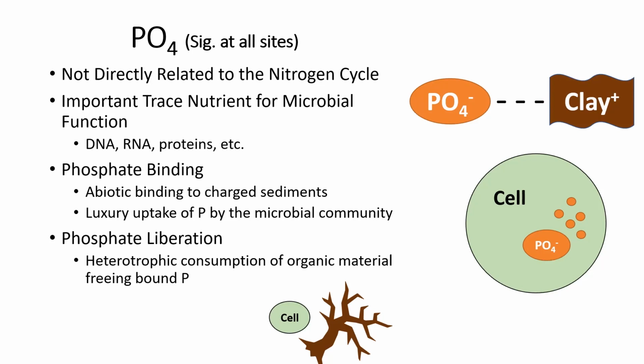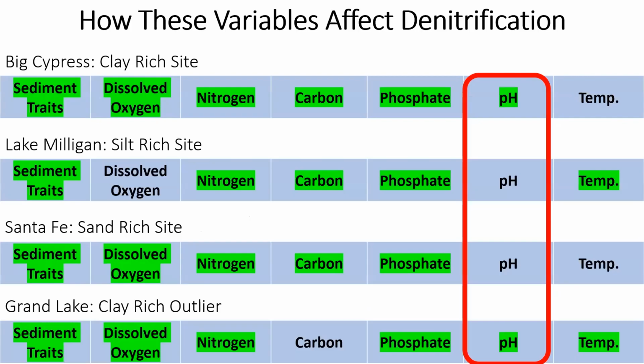First, abiotic binding of phosphate to charged sediments, such as clays, but also the luxury uptake of phosphorus by the microbial community when we saw binding in a field site that didn't have very much clay. There is an exception though. At our sand-rich sites, we saw phosphate liberation or the release of phosphate. Now, this was likely due to heterotrophic consumption of organic material, ultimately freeing bound phosphate that was found within the core.